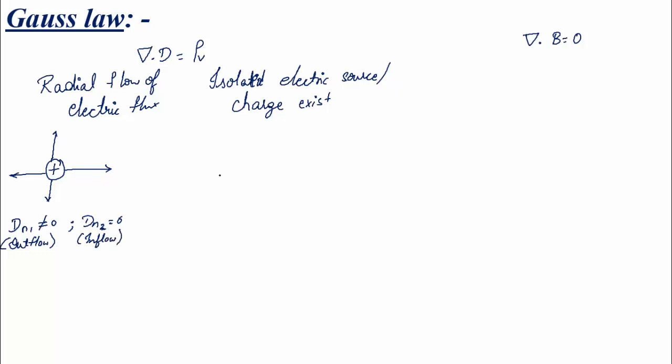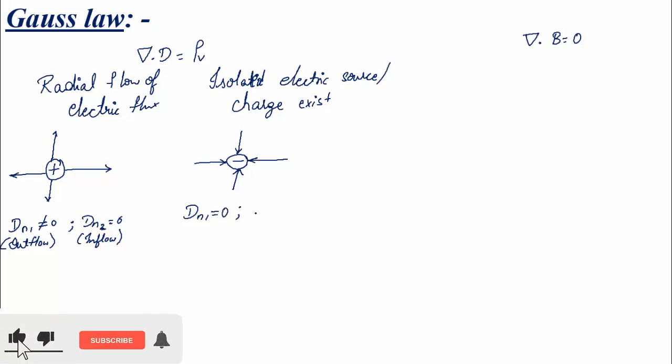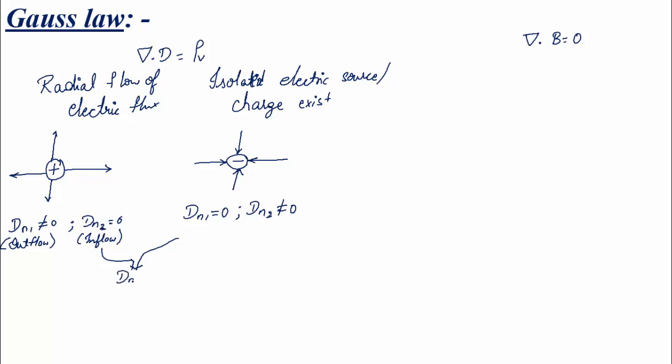Next, if I am talking about a negative charge, all the electric field lines will be going into it. So what I'll be getting is dN1, which is the outward movement, will be 0 over here, but dN2 will not be equal to 0. Based on this, what I can derive is that dN1 is not equal to dN2.